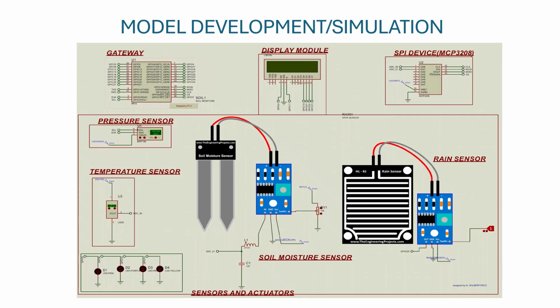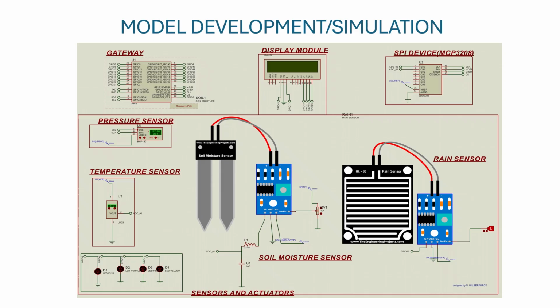So, this is the model development and simulation model of IoT enabled smart agriculture system. Now, I would like to start with the subtopic model development and simulation. The above shown figure is the simulation model of the IoT enabled smart agriculture system. Let's start with the explanation of model development and simulation.